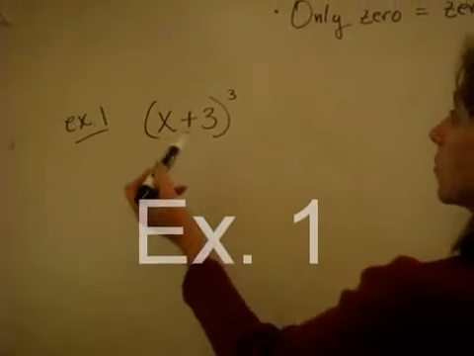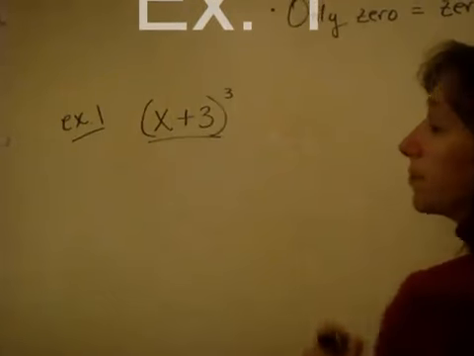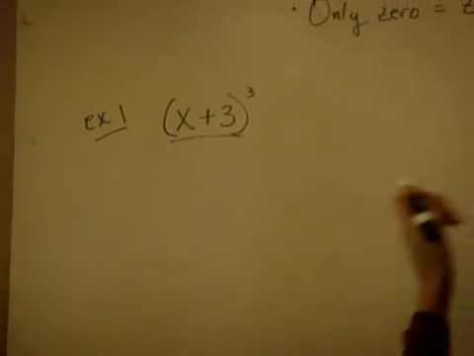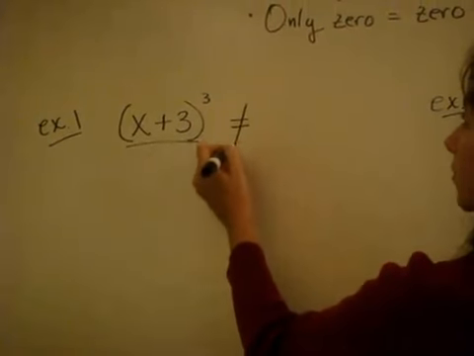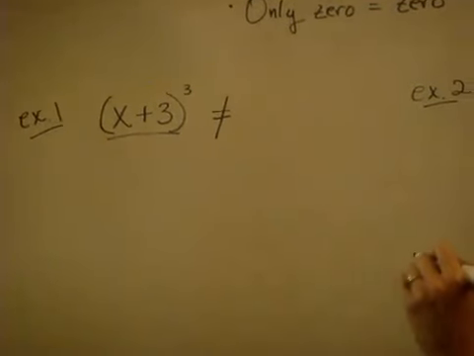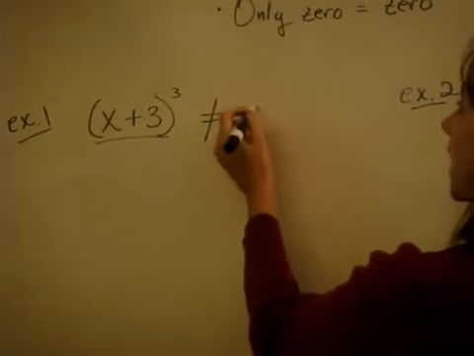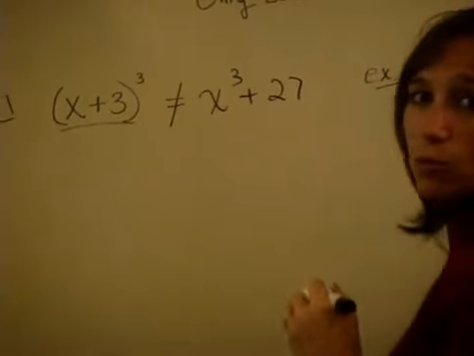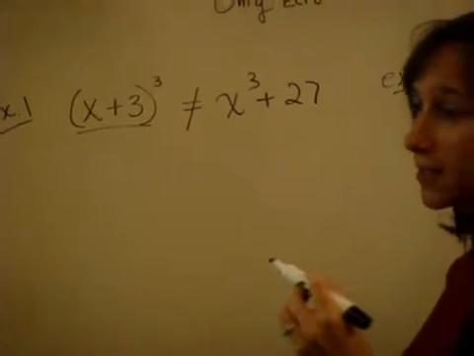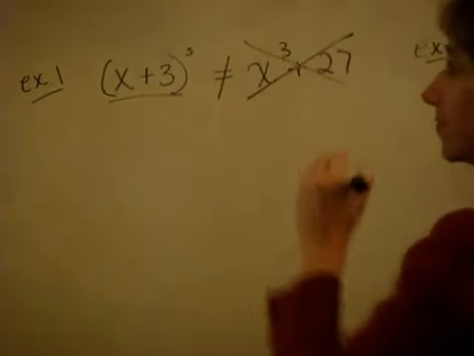What we have here is a sum to a power. Now the tempting thing to do, which is totally wrong, is to cube each term. I'm going to put a big line through this. This is totally illegal, to say x cubed plus 27. That is really wrong, and I hope no one ever does that, because that is bad.